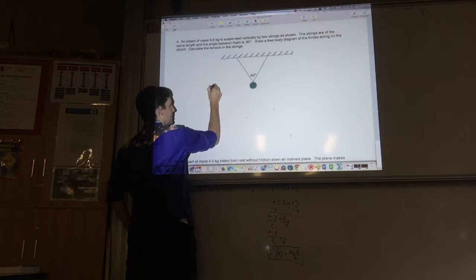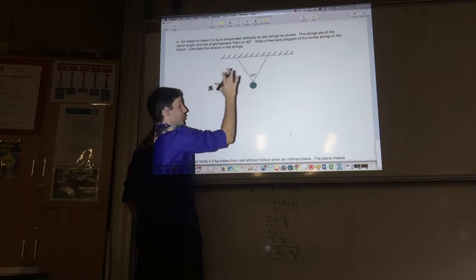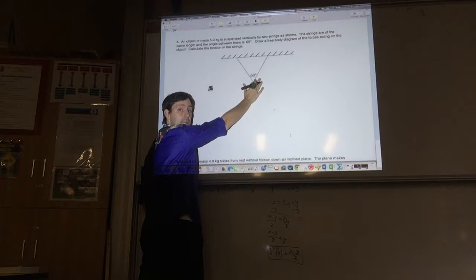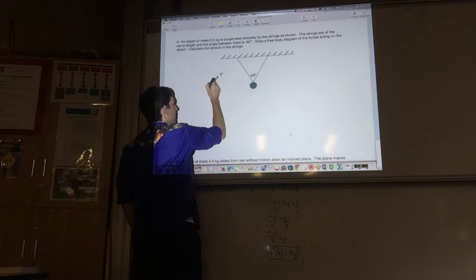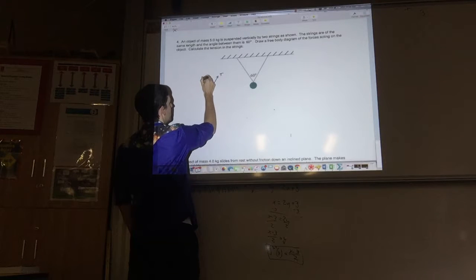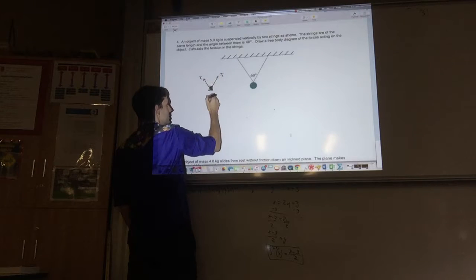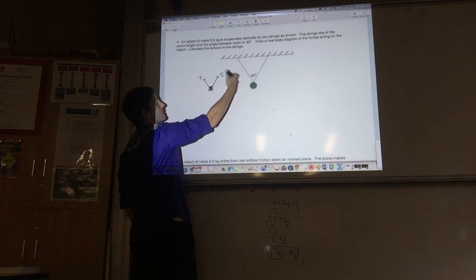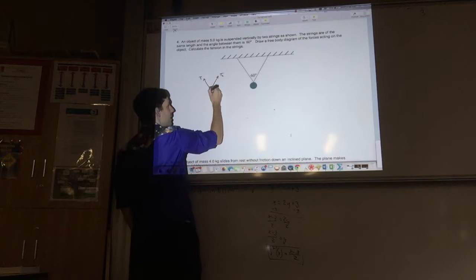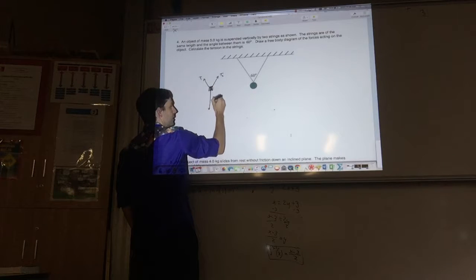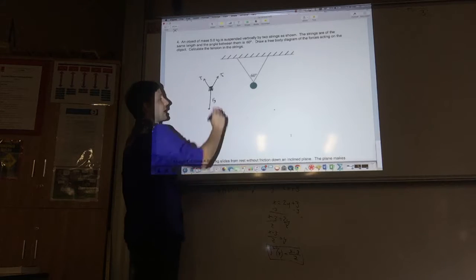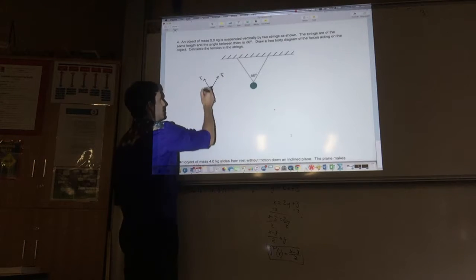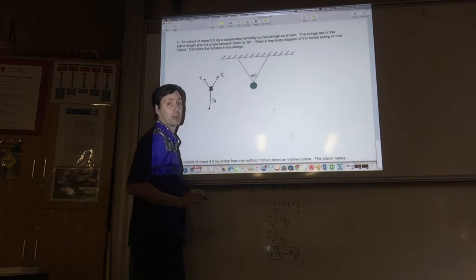Here is my object. I'm going to do it separate. I'm not doing it over here because there's too many lines. It's going to get way too confusing. I've got one tension pulling up this way, and I've got a second tension pulling up that way. T1, T2, doesn't matter. They're going to be the same because they're the same length. Angles all the same. And then, of course, I have the force of gravity. Now, why did I draw that one longer? Because I know it's at rest.